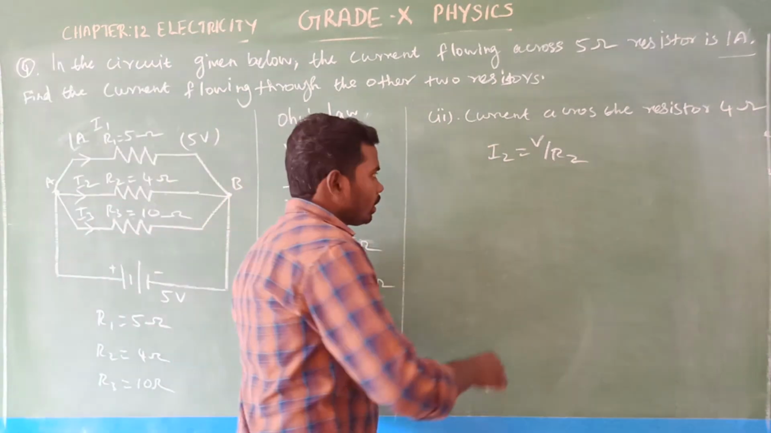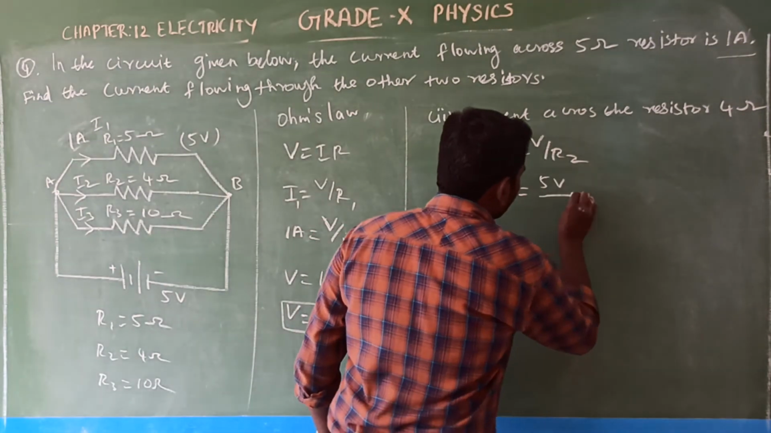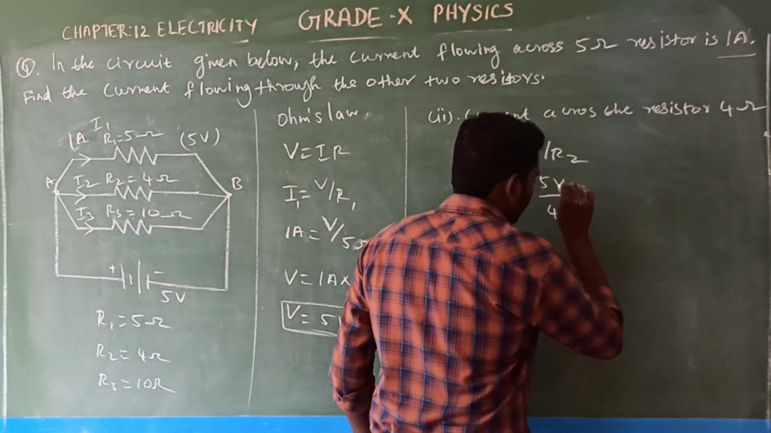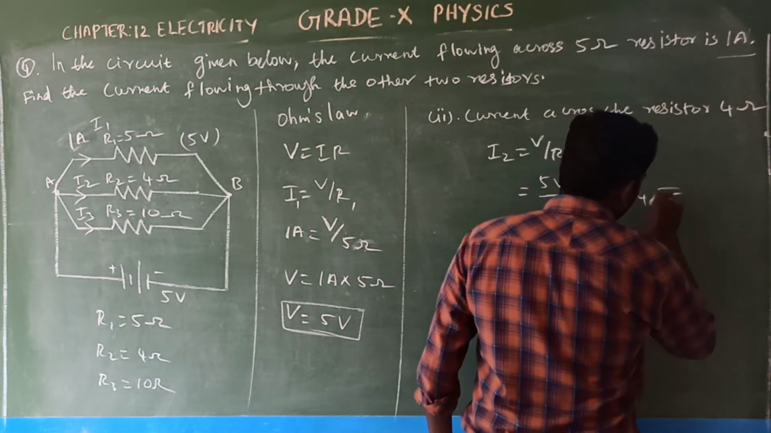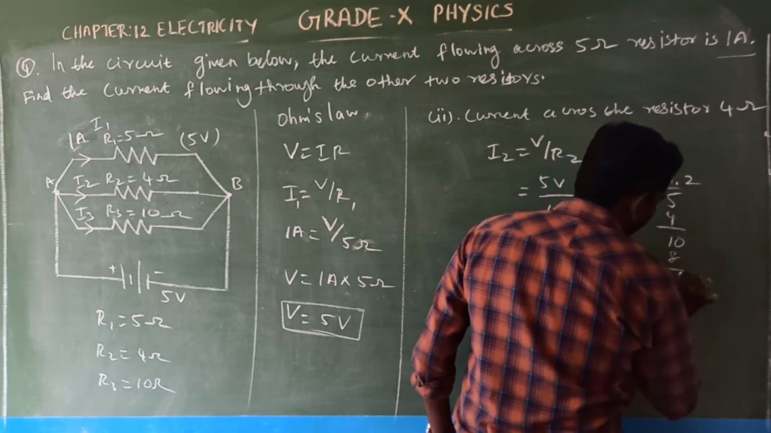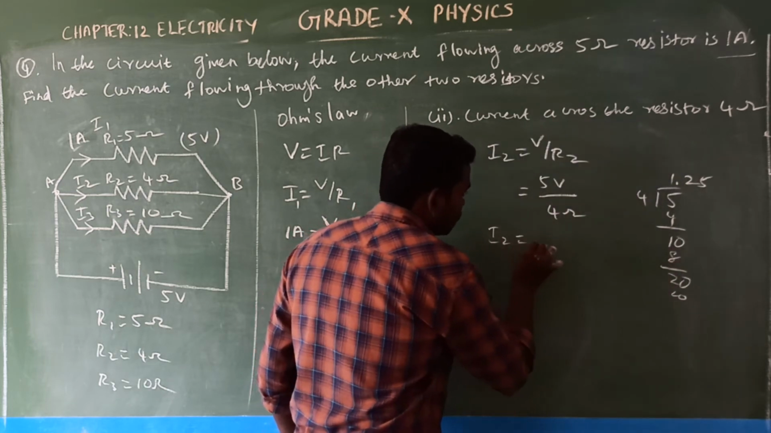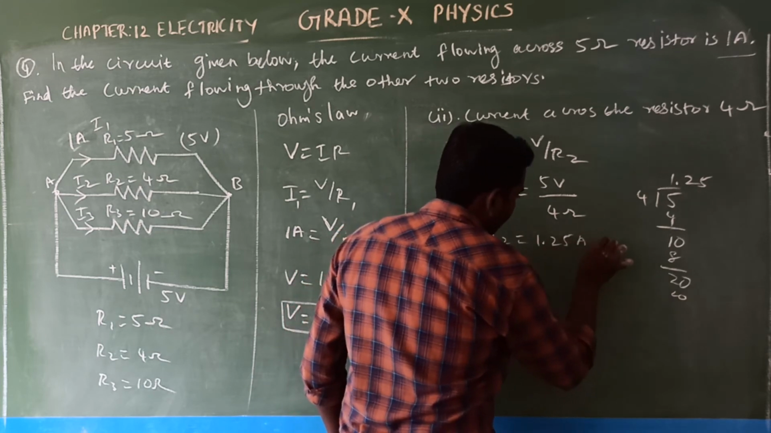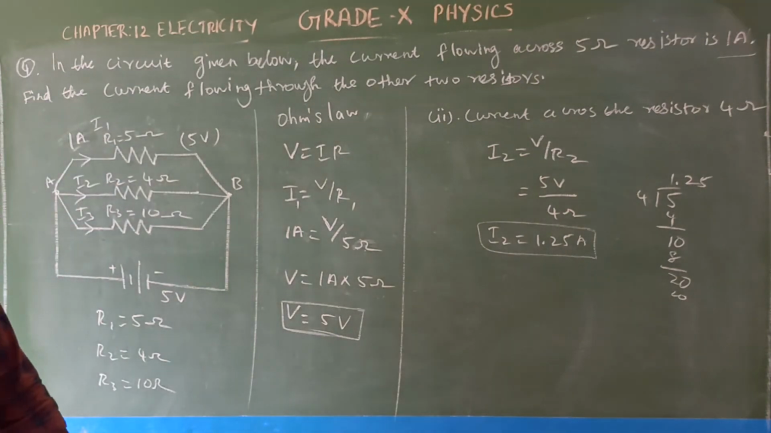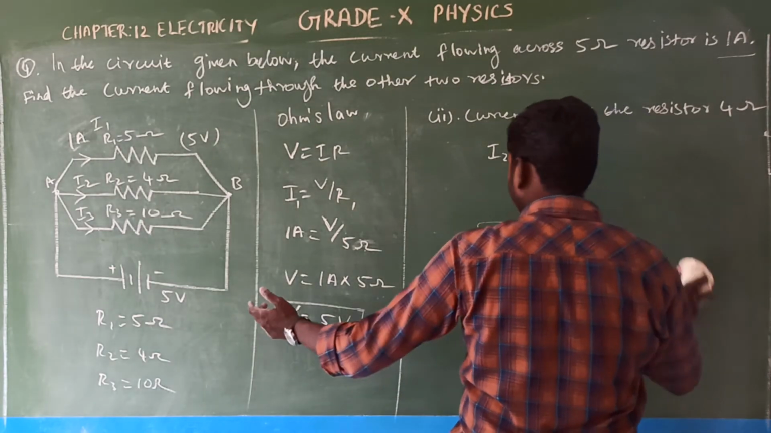So let it be V. What is the V value? The V value is 5 volt. So 5 volt divided by the R2 value, that is 4 ohm. Further, divide 5 by 4: 4 ones are 4, remaining 1, put 0, and 2 fours are 8, remaining 2, again add 0, 5 fours are 20. So I2 is equal to 1.25 ampere. Okay, yes.